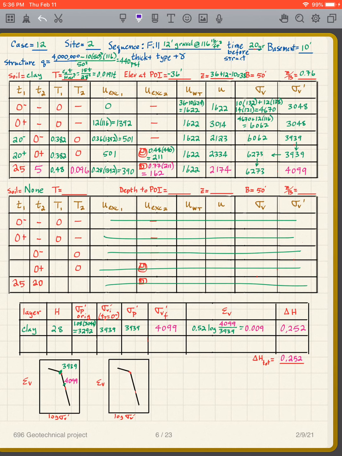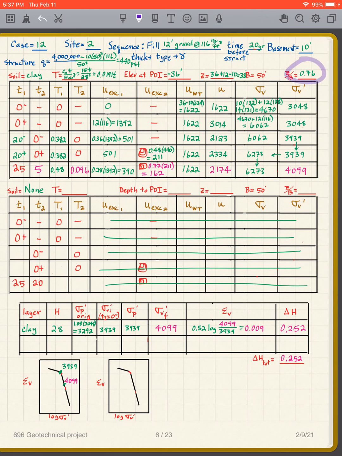Now, how do we get the 211 here for my UXS2? Well, how do I get that? I have to use my pressure bulb, so that indicates use the pressure bulb. Here's my 440 PSF. That's what goes here, because that's the load at the base of the structure, or the foundation base. And then how do I get that 0.48?